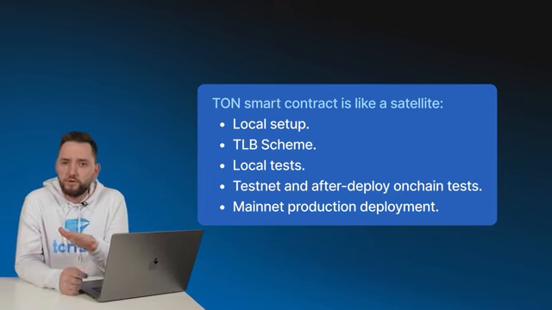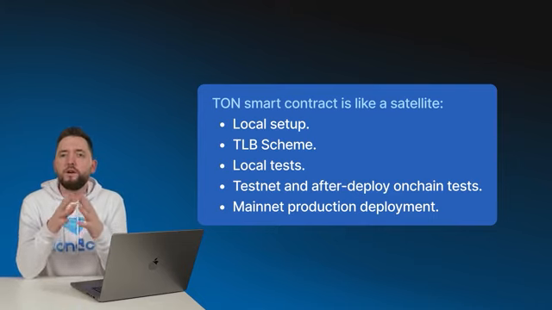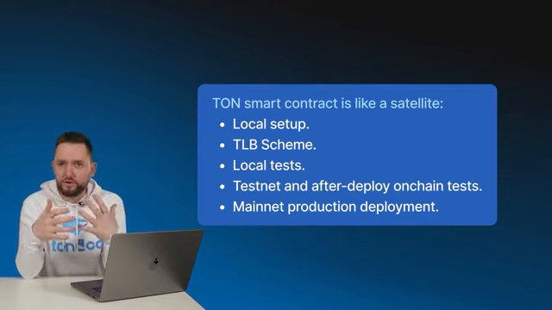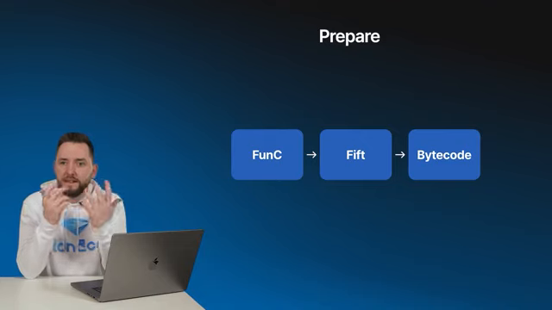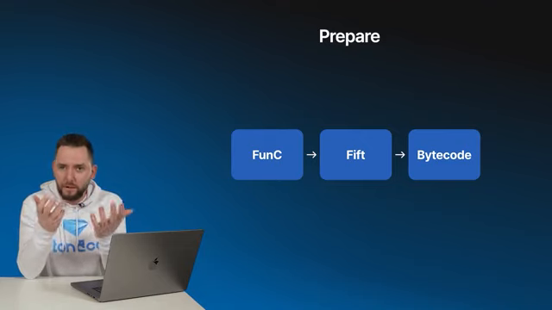When we are writing a smart contract, we are using a similar cycle. So first stage, we prepare our local setup that will enable us to bring our satellite smart contract through every stage mentioned above. The first key part of our local setup will be the compiler.